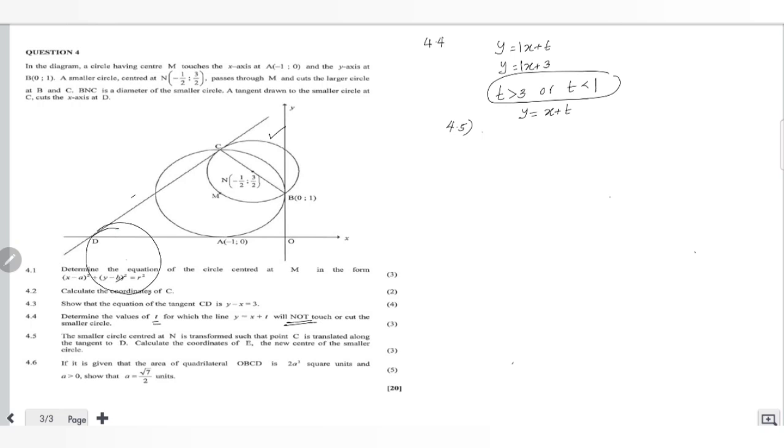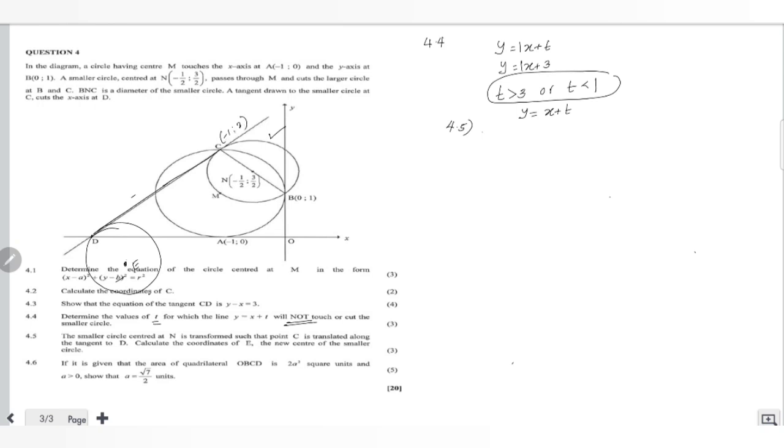You understand? That smaller circle is rolling down along the line, and C becomes D. Then calculate the coordinates of E. What is that E? E is the center of the new circle that is here. So you have to calculate what is E, the center. So guys, we can see that from C to D, what happened? What is C that we got? C is -1.